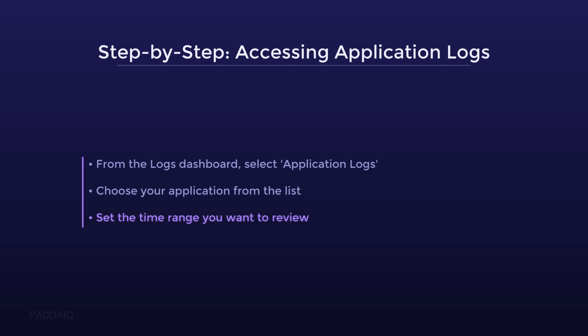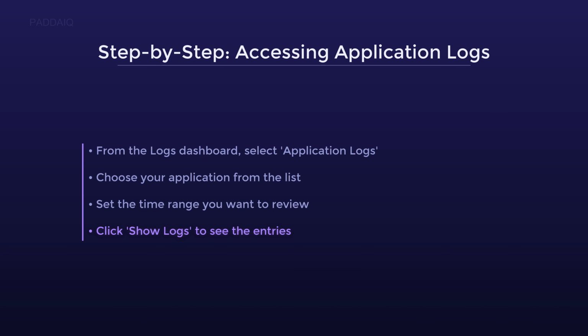Set the time range you want to review. This means choosing the start and end times for which you want to see logs, so you do not have to look through everything. For example, if your app had an error yesterday, set the time range to just that day. Focusing on a specific period helps you quickly find the relevant log entries.